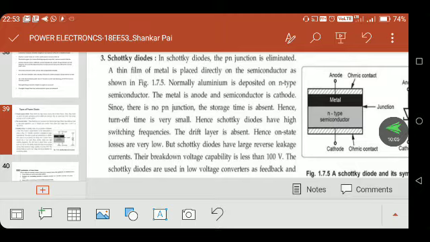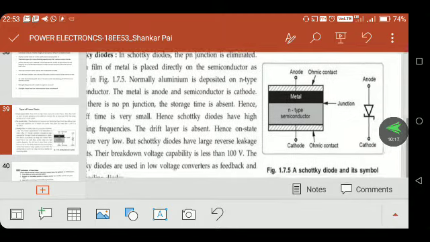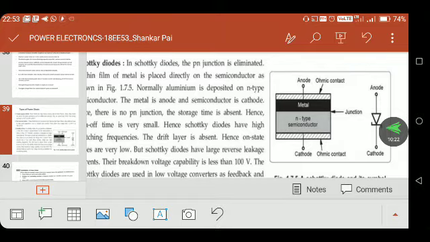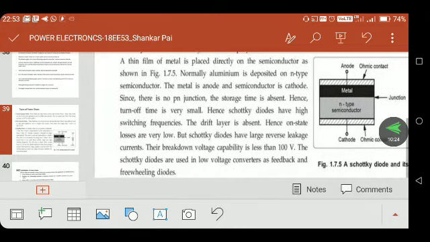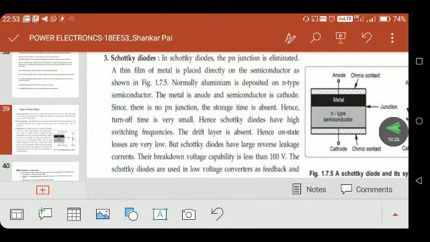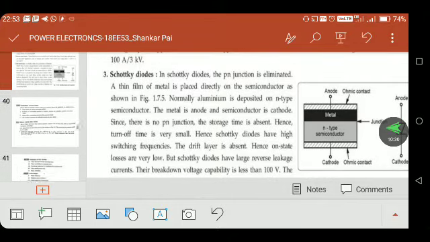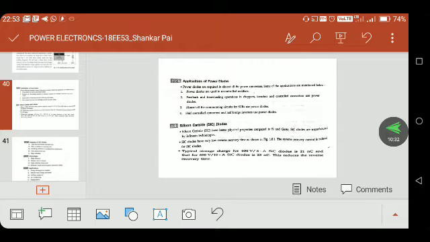Also, there is an absence of the drift region, right? So fast switching can be achieved. Now where can you use the Schottky diode? Here is the symbol representing the Schottky diode. You can use the Schottky diode in a feedback path, or you can also use it as a freewheeling diode. Now, applications of power diode.